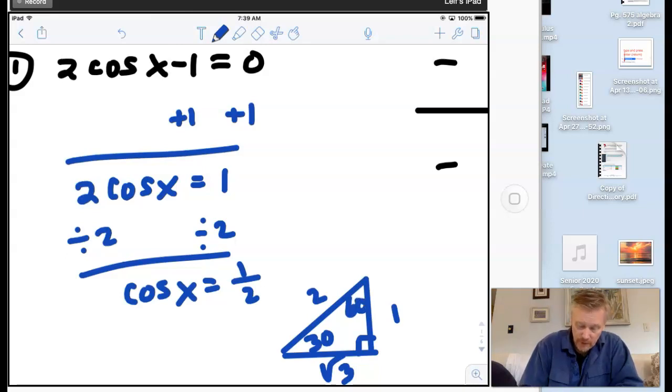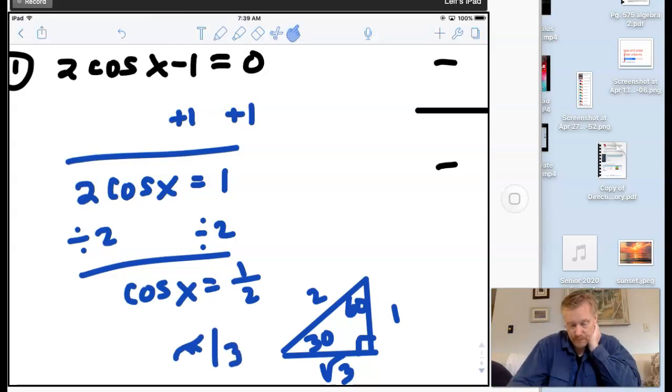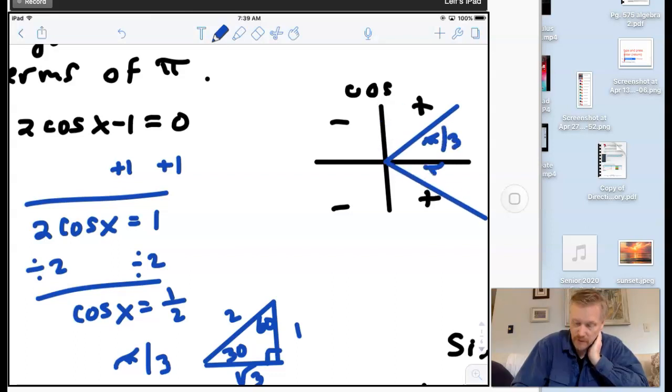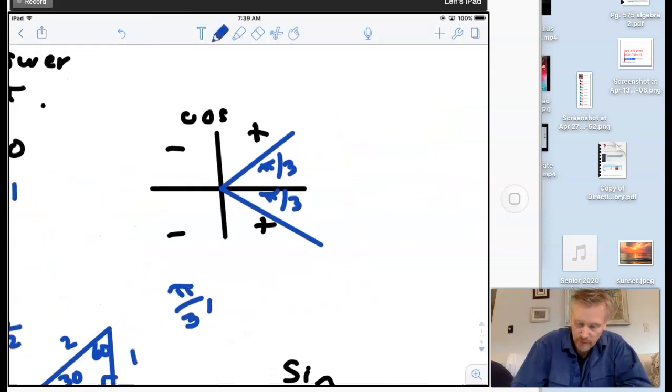So 60 degrees is pi over 3, okay, which means that's one of my answers. However, the cosine is positive here and here. So if this is pi over 3, and this is pi over 3, that means my two answers are going to be pi over 3 is one of them. The other one will be almost all the way around. 6 pi over 3 would be the same as 2 pi, okay?